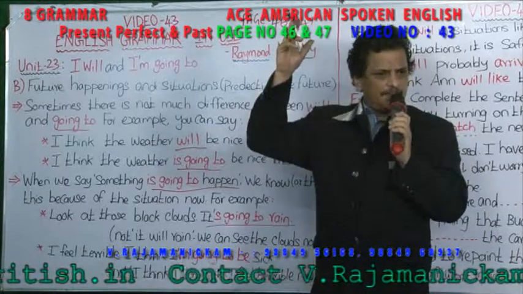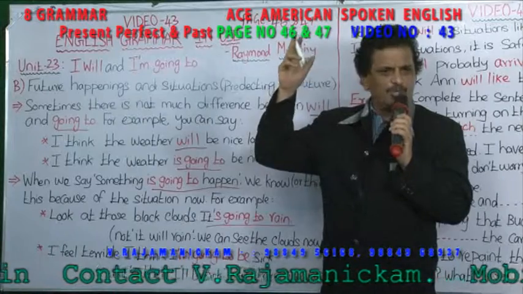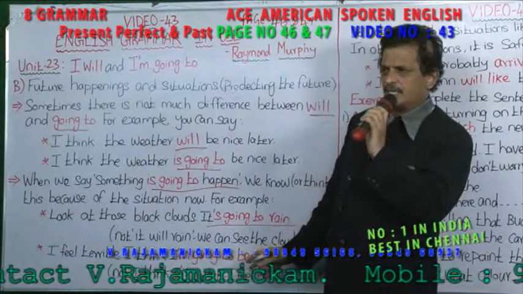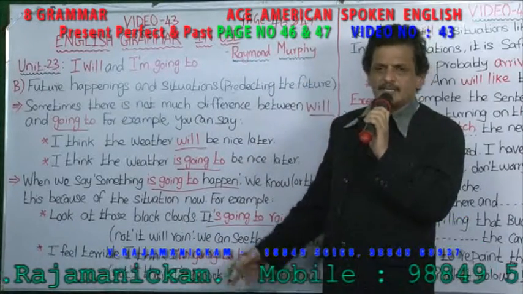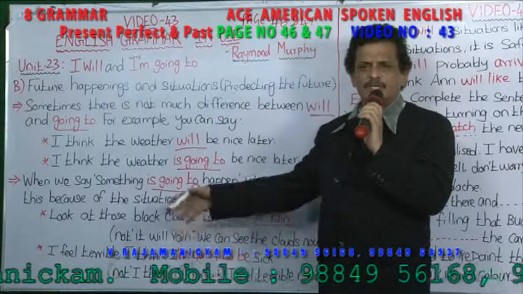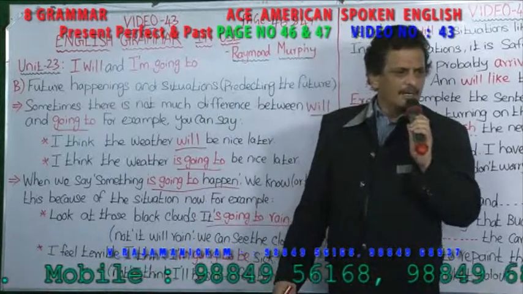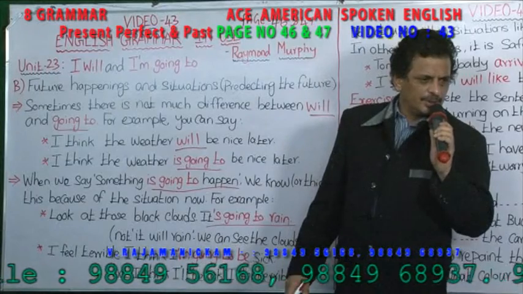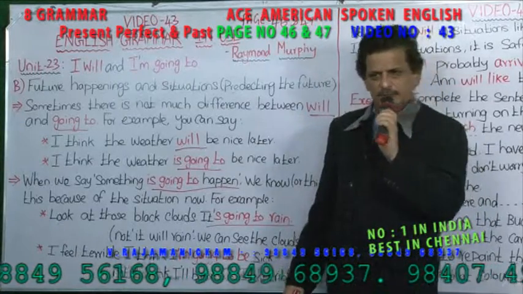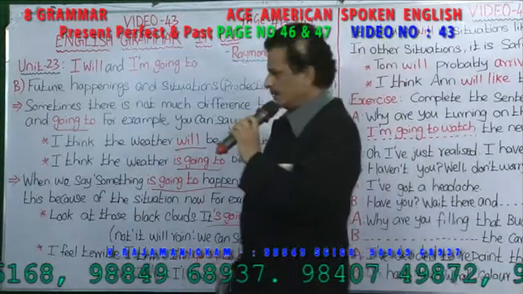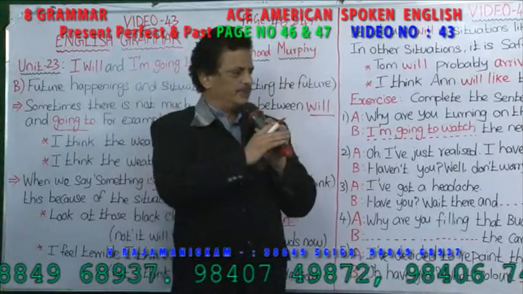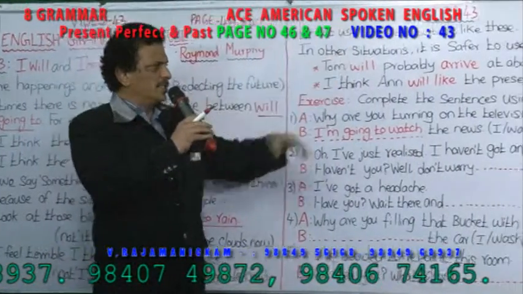The clouds are black. I think it's going to rain. Because the clouds are dark, because I feel terrible, something is happening. So because of something, something happens there. You are using I am going to, it is going to, they are going to, we are going to, he is going to, she is going to. Hope you are able to understand will and going to. Now, don't use will in situations like this.